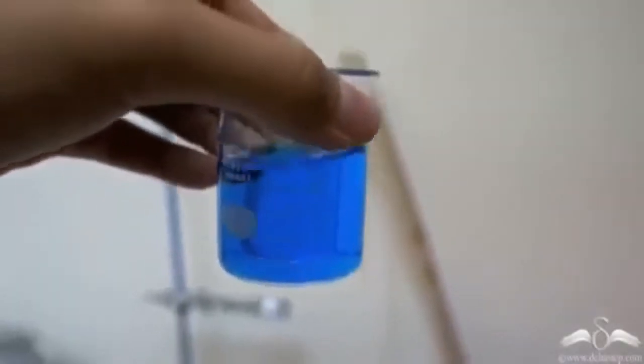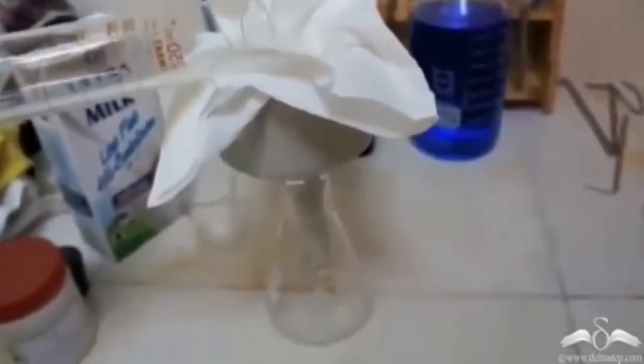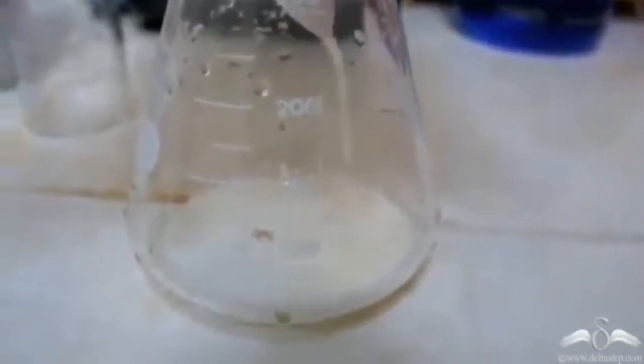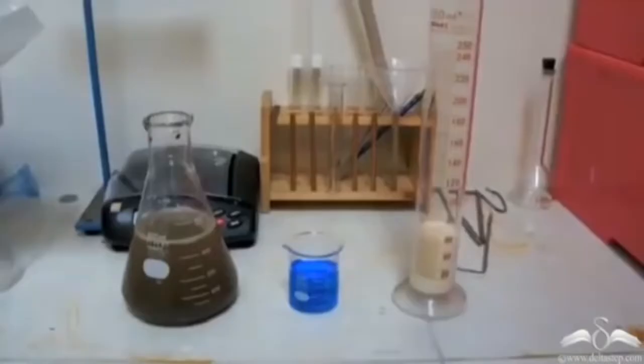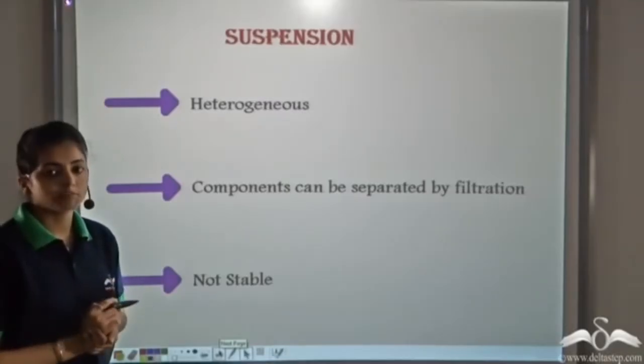Next, we filter aqueous copper sulfate solution. On filtering, the entire copper sulfate solution is obtained in the flask. There is no residue on the filter paper. Now we'll filter milk. Again, the entire milk is collected in the flask and there is no residue left on the filter paper. So these are the three different kinds of solutions.